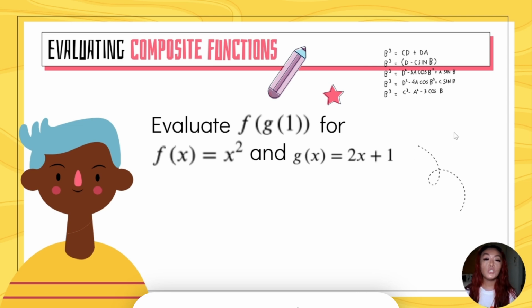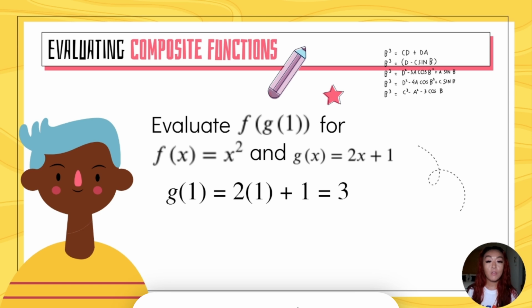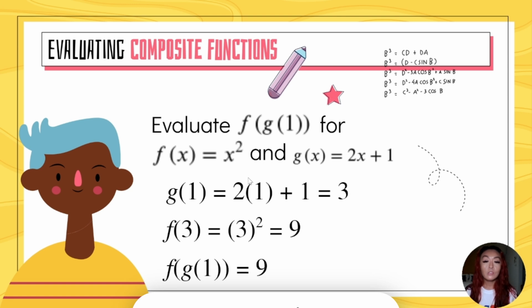Evaluate f of g of 1 for f of x equals x squared and g of x equals 2x plus 1. First let's evaluate g of 1. Substituting 1 into g of x, we get a result of 3. Now we're going to take 3 and find f of 3. F of x is x squared, so when we substitute 3 for x, 3 squared is 9. So f of g of 1 is 9, right?